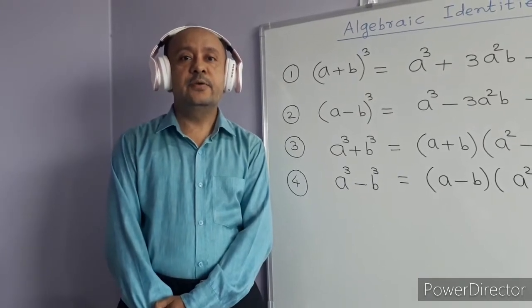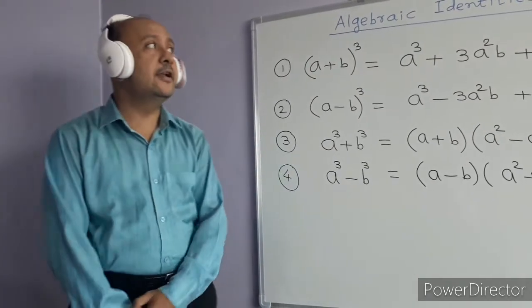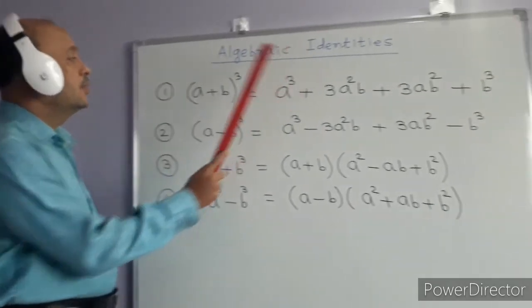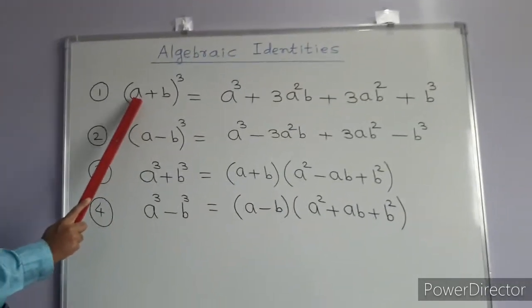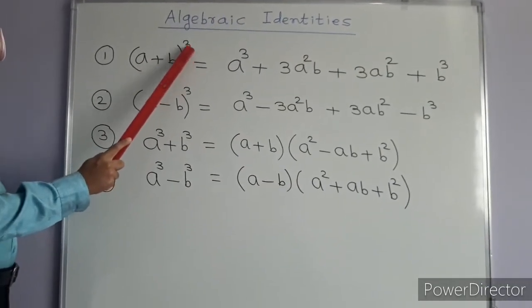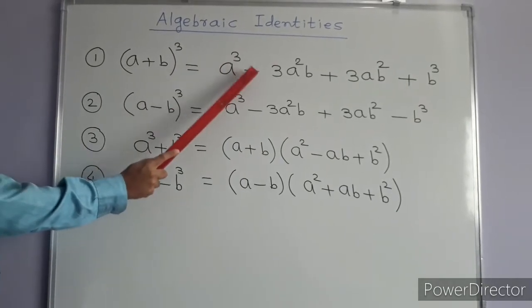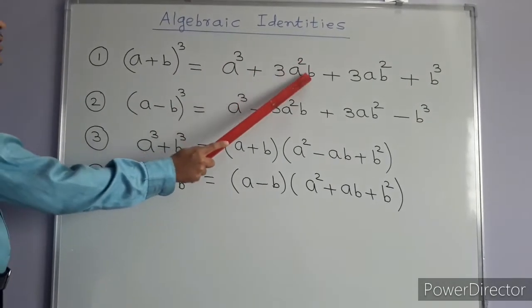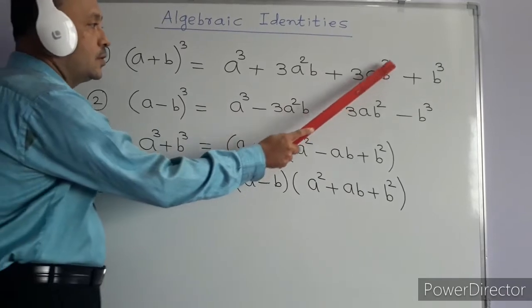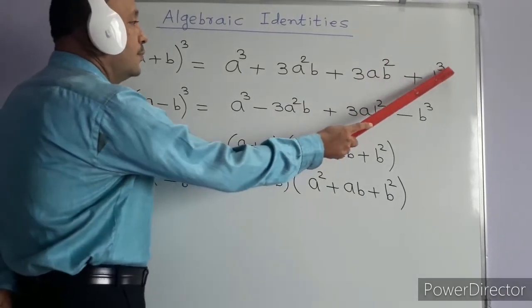Welcome students. Today we are discussing algebraic identities. So look here, the first identity is (a + b) whole cube. So what is the formula? a cube plus 3a square b plus 3ab square plus b cube.